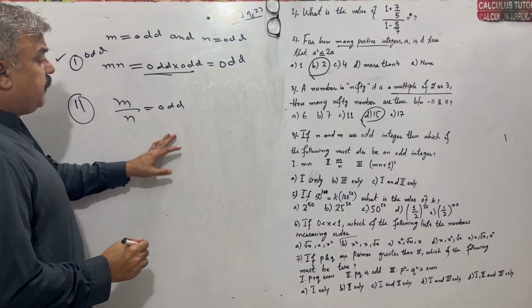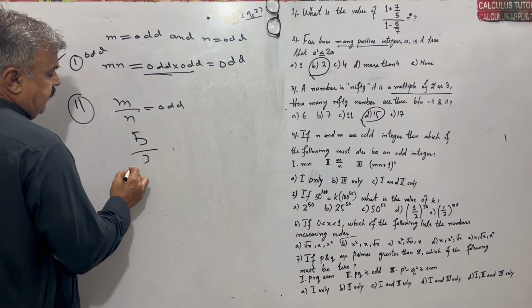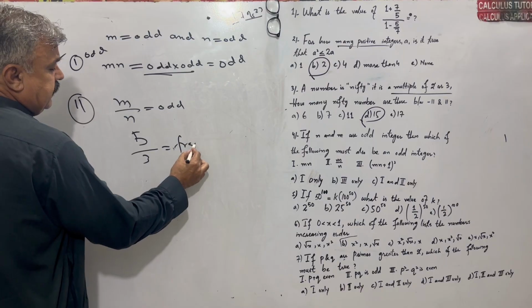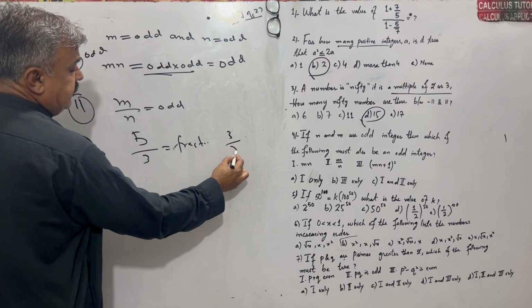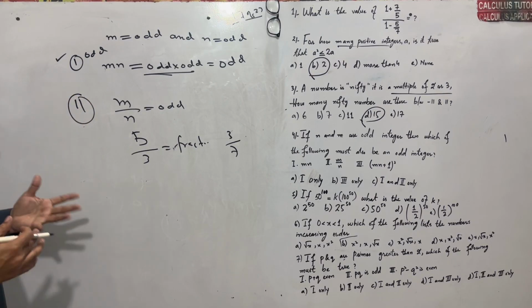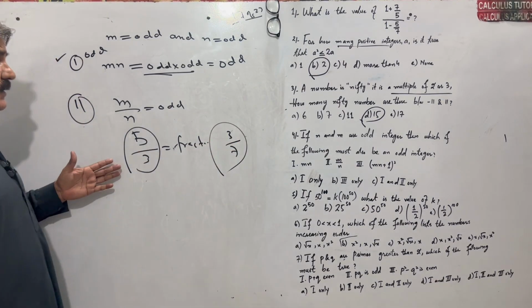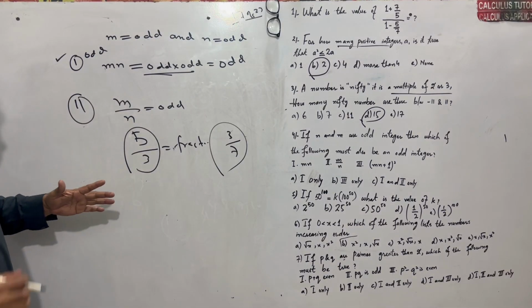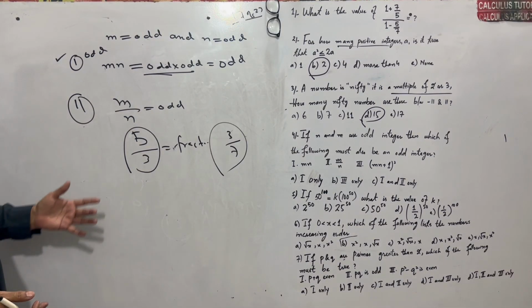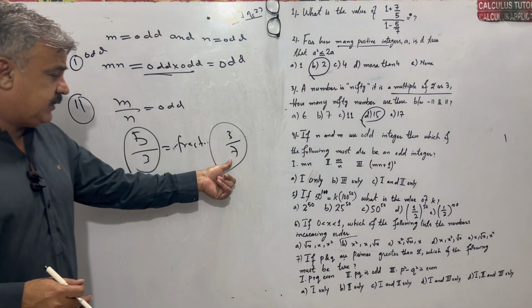It will give us odd, but not always. Look at this. If I take 5 and 3, it's a fraction. Take 3 and 7, it's a fraction. If n divides m, the result is odd, but it is not the case always. The division of two odd integers is not always an odd integer. They are fractions, rational numbers.